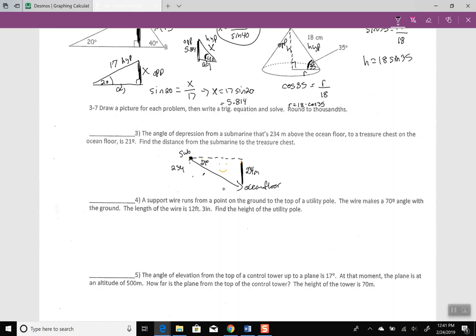We say you've drawn your line going down, make a horizontal line, that's the angle of depression. So we're working with this triangle.